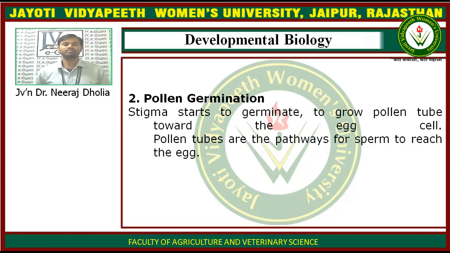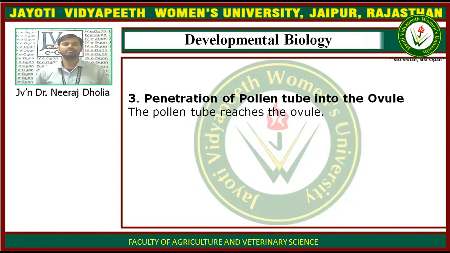What are pollen tubes? They are the pathways for the male gamete to reach the egg or ovule. The significance of the germination of the pollen tube is that it creates a pathway for transferring the male gamete to the female gamete. Next is the penetration of the pollen tube into the ovule. In the penetration process, the pollen tube physically penetrates, the ovule is disturbed, and the pollen tube reaches the ovule.